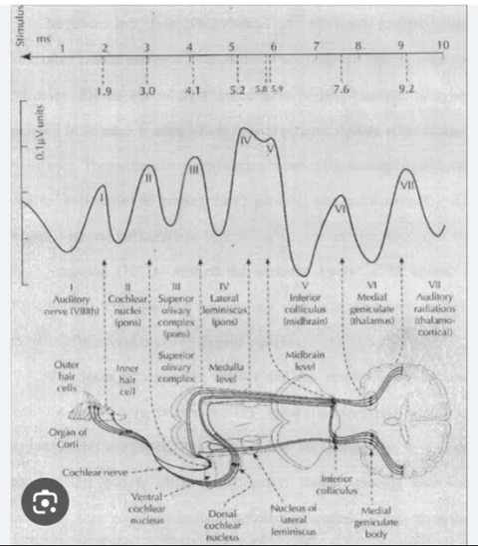Wave V. Wave V is the final positive deflection in the BERA waveform. It corresponds to the activation of the IC, a key structure involved in processing sound localization and integration. Wave V is generated by the summation of postsynaptic potentials in the IC neurons. It is observed approximately 5 to 7 milliseconds after the stimulus onset.